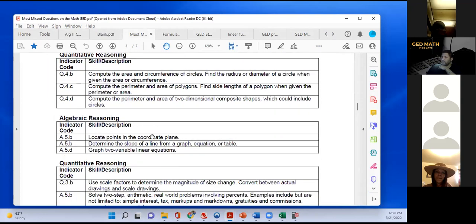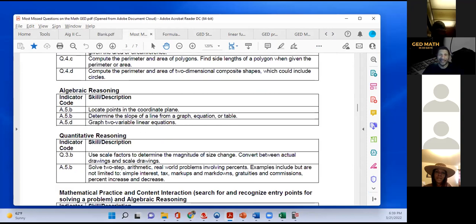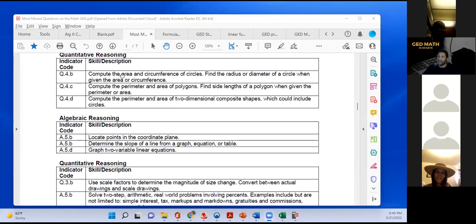So we did compute perimeter. Look at that. Now Sheila didn't know, but these are the ones we did previously: compute the area and circumference of circles, find the radius or diameter of a circle, compute the perimeter and area of polygons, find the length of a polygon when given the perimeter or area. And then we also did compute the perimeter and area of two-dimensional composite shapes, which can include circles, right? That's what we did the previous couple weeks.